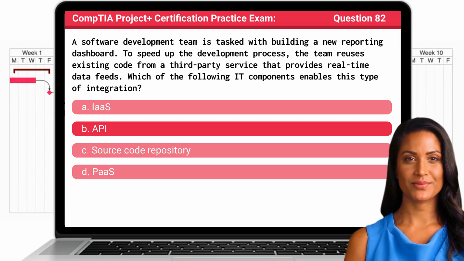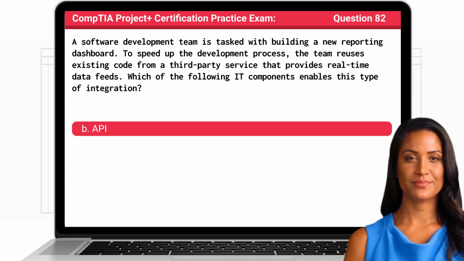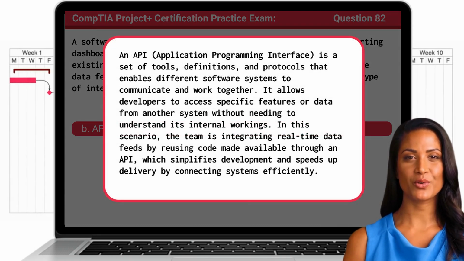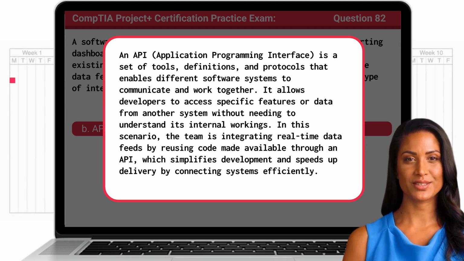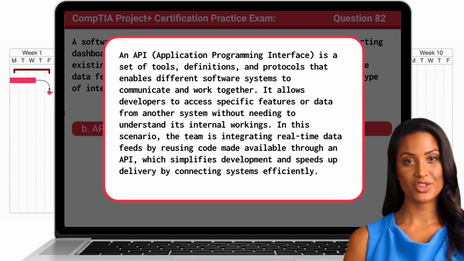The answer is B. API. An API, or Application Programming Interface, is a set of tools, definitions, and protocols that enables different software systems to communicate and work together. It allows developers to access specific features or data from another system without needing to understand its internal workings. In this scenario, the team is integrating real-time data feeds by reusing code made available through an API, which simplifies development and speeds up delivery by connecting systems efficiently.